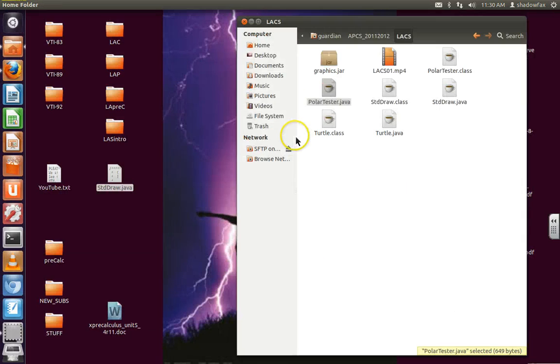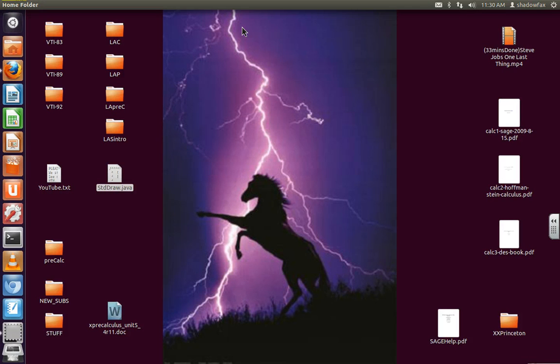Oh, and if anyone wants to see my pretty picture, you could combine a whole bunch of polar graphs, make all kinds of crazy stuff.